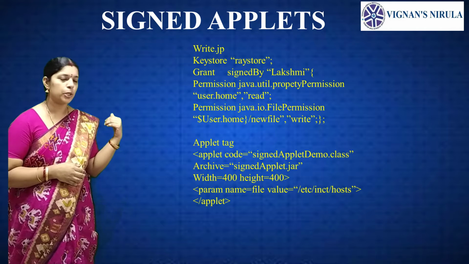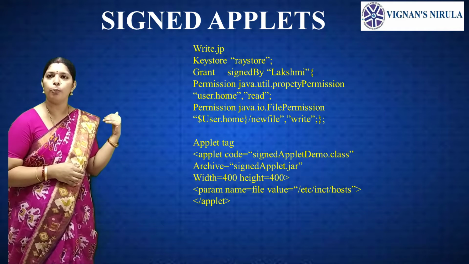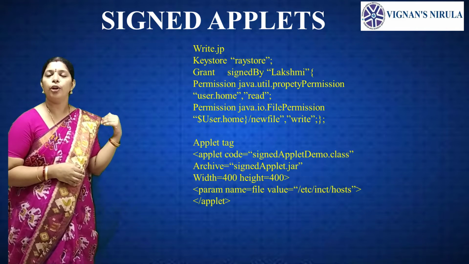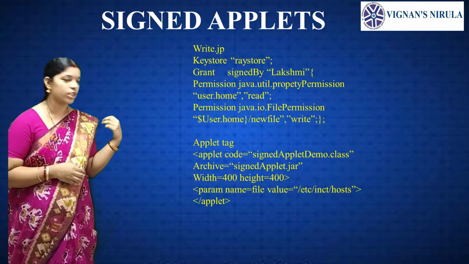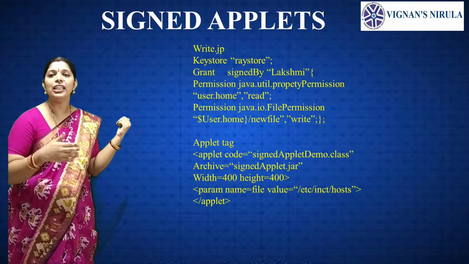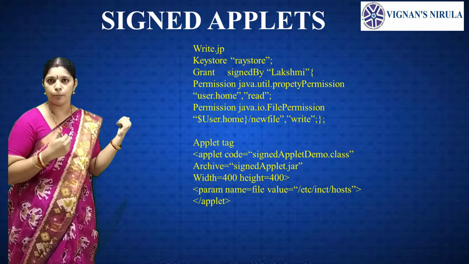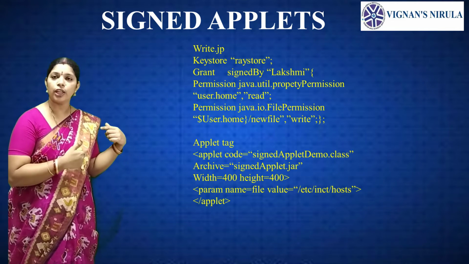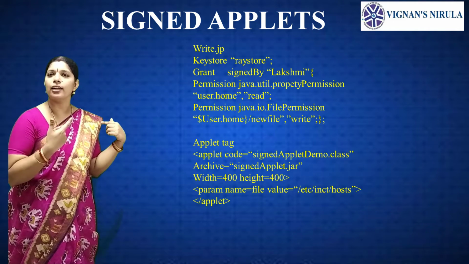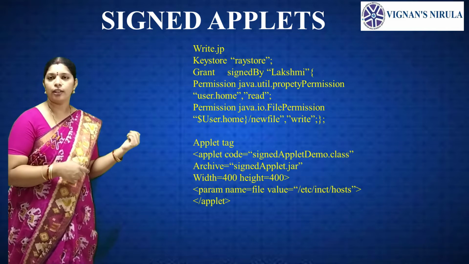And we are giving the permissions to the java.util.property permissions. We are giving the permissions for the user.home and to read. We are giving the permissions as the read permissions here. And after that we are giving the permissions as the write permissions by using the write.